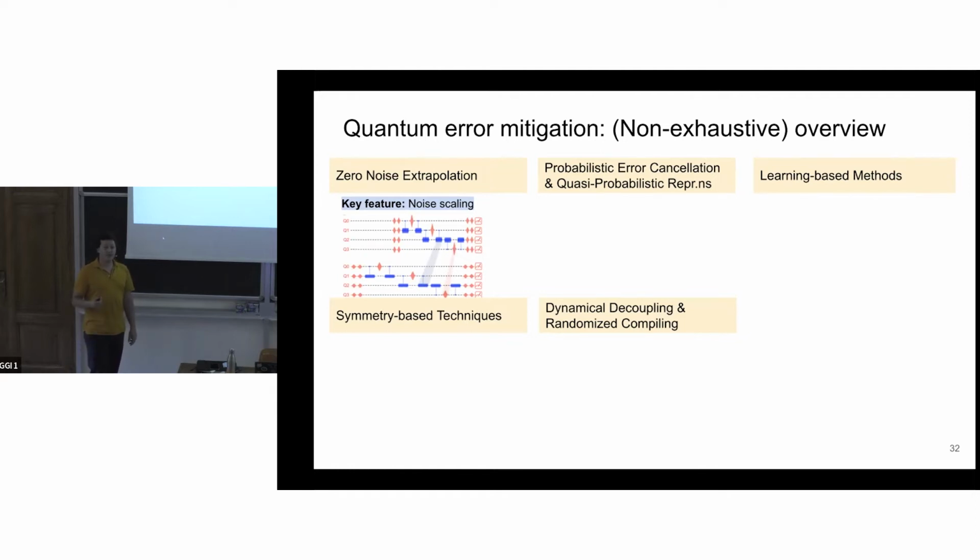So zero noise extrapolation, which we will focus on later on, so I will not spend too much time, and also in the example, is a technique whose key feature is noise scaling. It's a bit counterintuitive, but in order to infer a zero noise value or lower noise value, which you cannot access experimentally, what you do, you worsen the state of a situation.